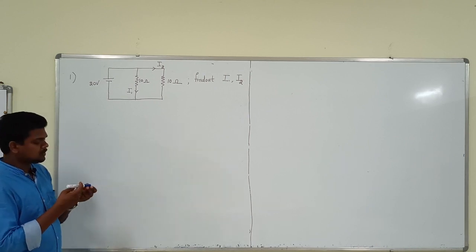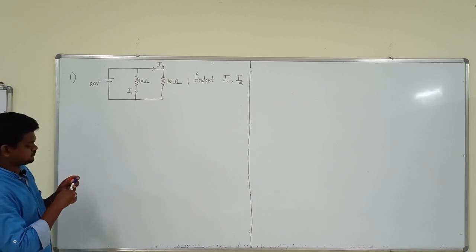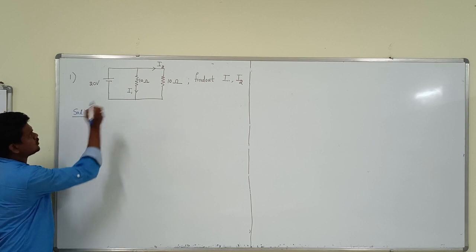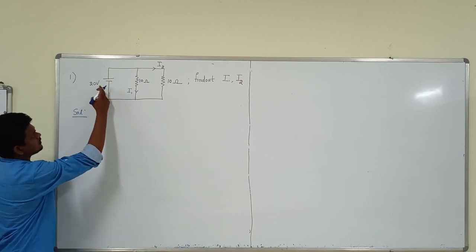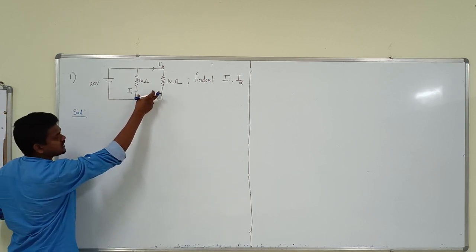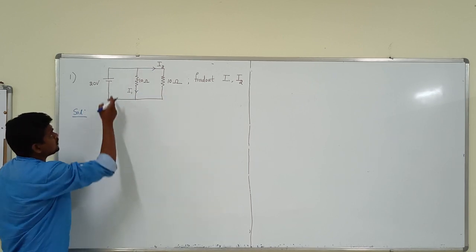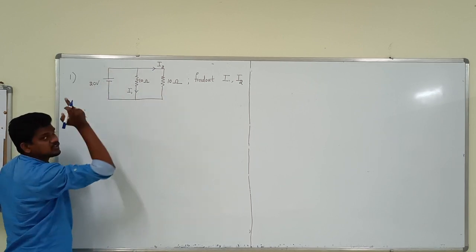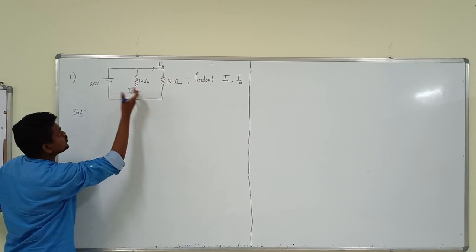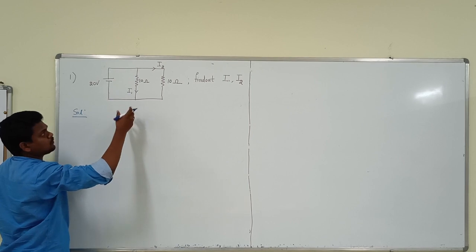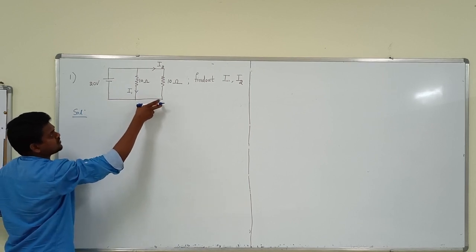So the normal method, the first one, look at here. A source and two resistors are connected, and he is asking to find this current and this current, but we don't know how much current is flowing from the source. In order to find the source current, first you have to simplify the resistive network.